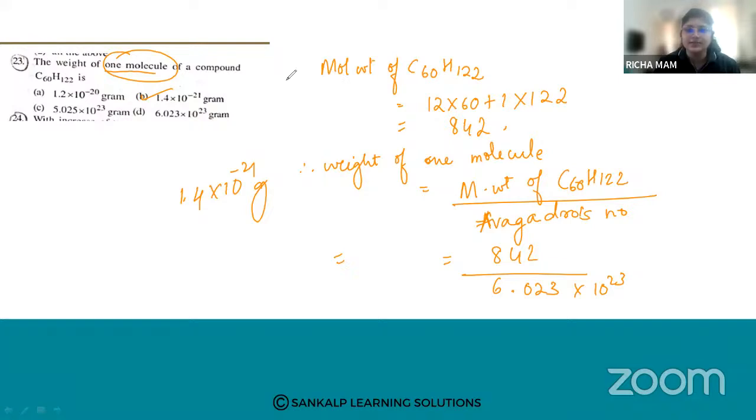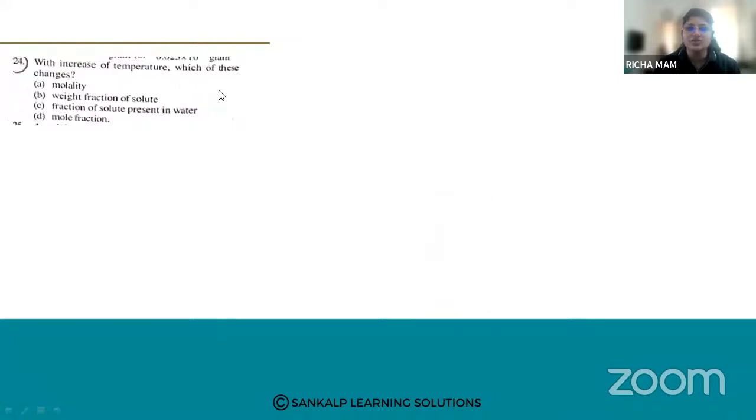Okay, let us proceed to the next one. With increase of temperature, which of these changes? A, molality. B, weight fraction of solute. C, fraction of solute present in water. And D, mole fraction.